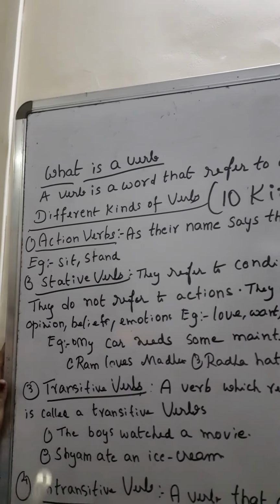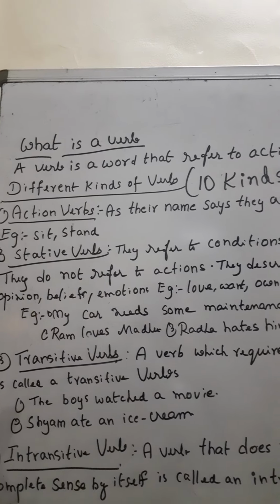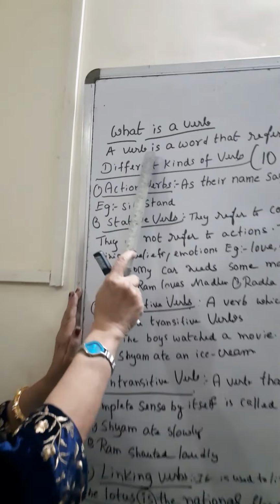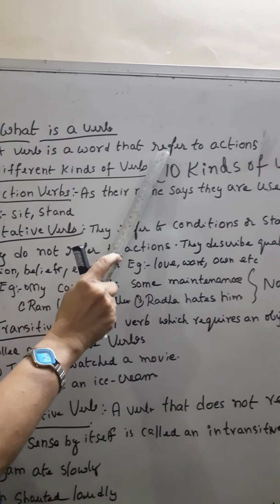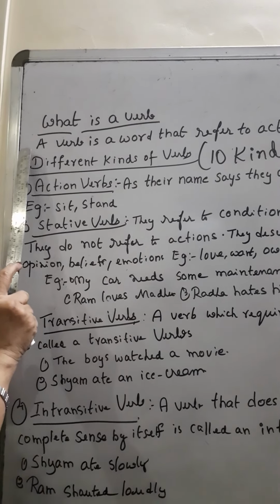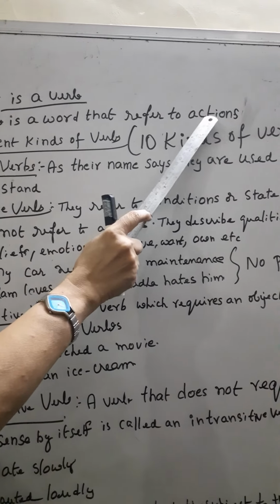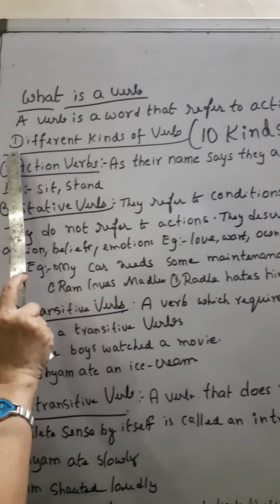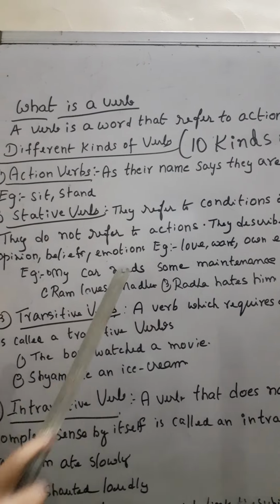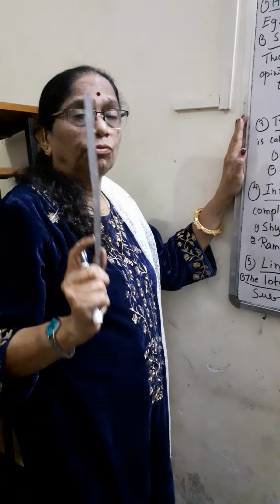What is a verb? What is the definition of a verb? Okay? Now see. A verb is a word that refers to actions. I repeat, a verb is a word that refers to actions. Now let us see different kinds of verbs. I am going to explain 10 kinds of verbs.